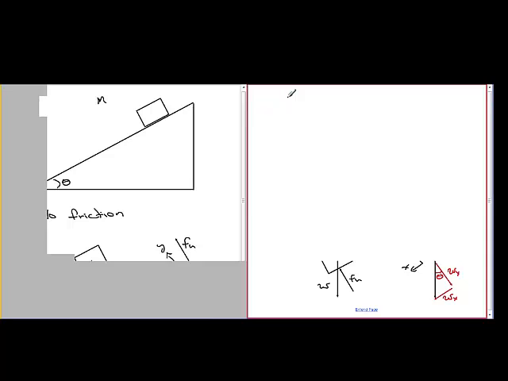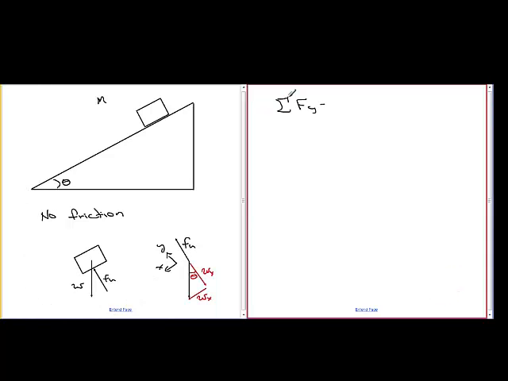So for the sum of the forces in the y direction, going in the positive y direction is the normal force. Going in the negative y direction is the y component of the weight. And so this would tell me that the normal force is equal to the y component of the weight. But since there's no friction, we don't really need this. The only time we need the y equation is if we need to relate the normal force to the friction force through the coefficient of friction. So that's interesting, but it's not useful in solving this problem.